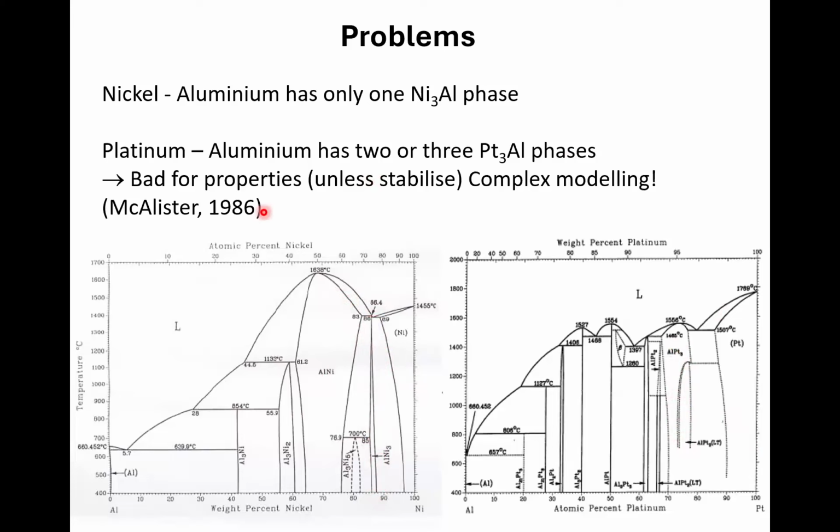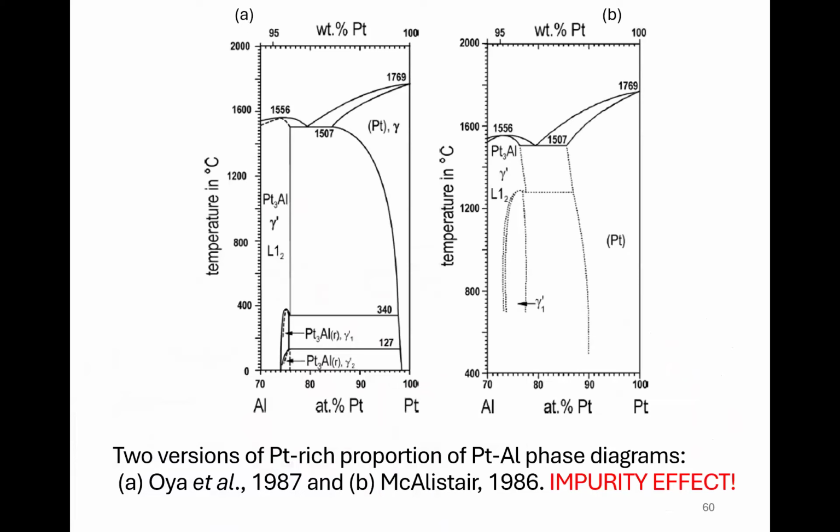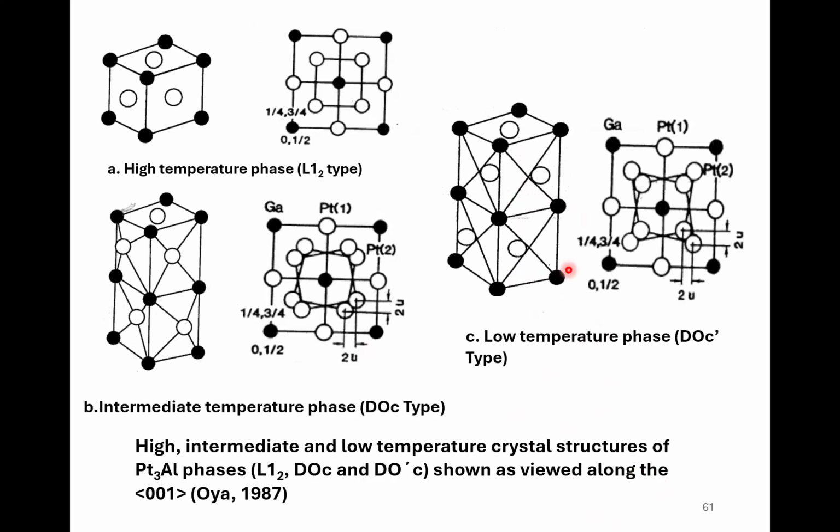Okay, but you can stabilize it by putting things into it like chromium and ruthenium. Then there's 2 versions of the platinum aluminium phase diagram, and one has got 2 phases at lower temperatures. The other has got just 1 phase down here, lower temperature phase, but it's at much higher temperatures. And this is actually an impurity effect, because part of our group got this and part of our group got that. And this had purer materials.